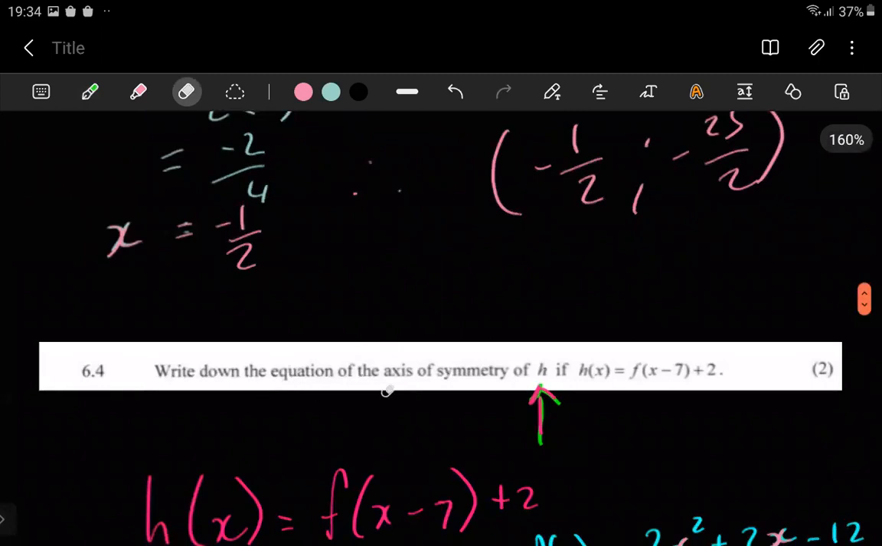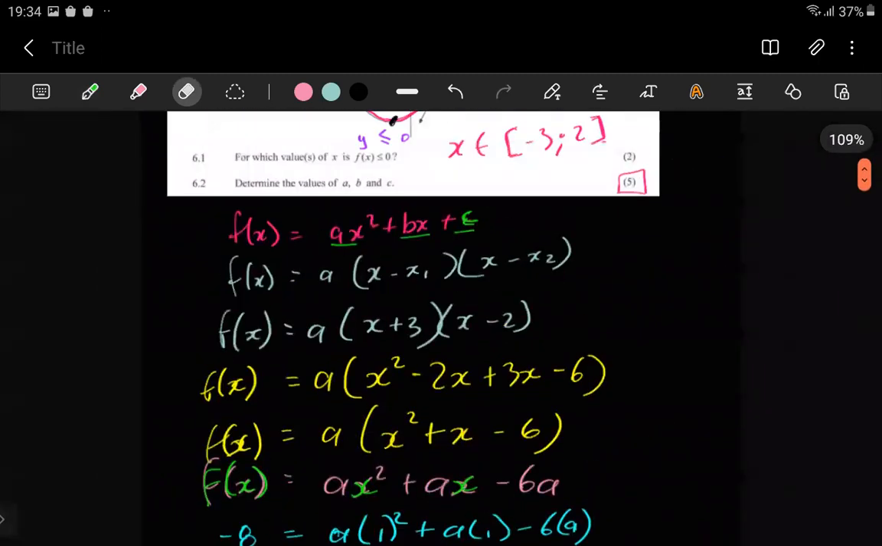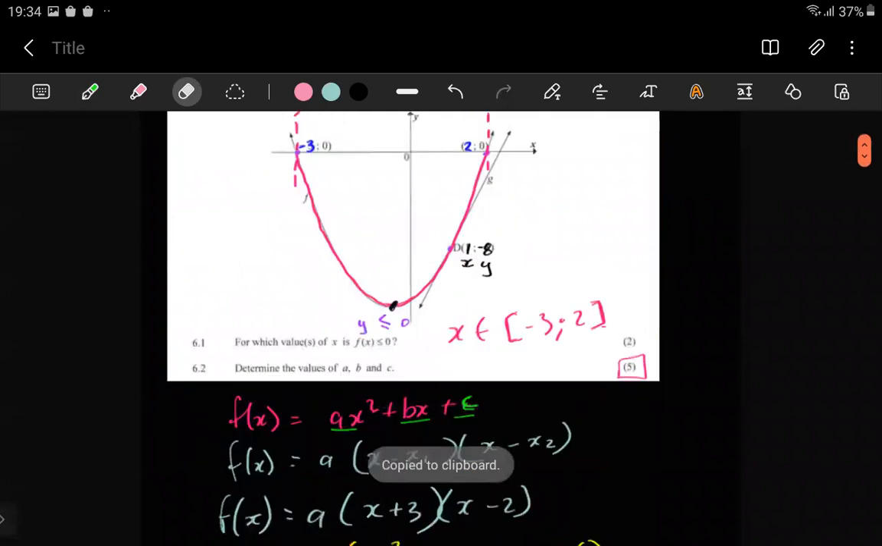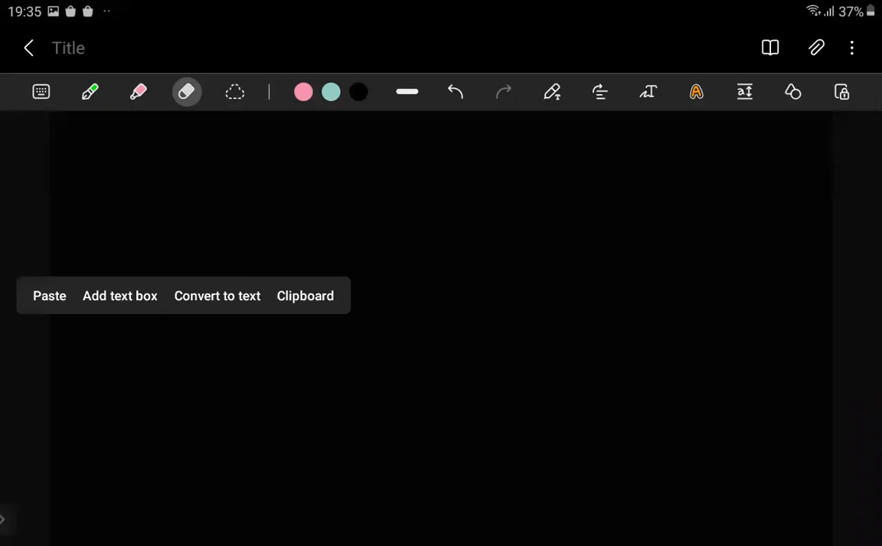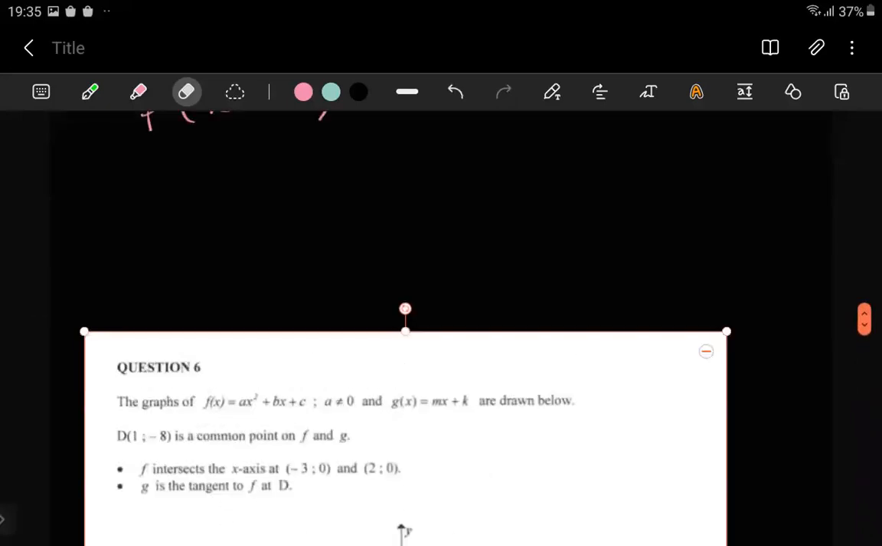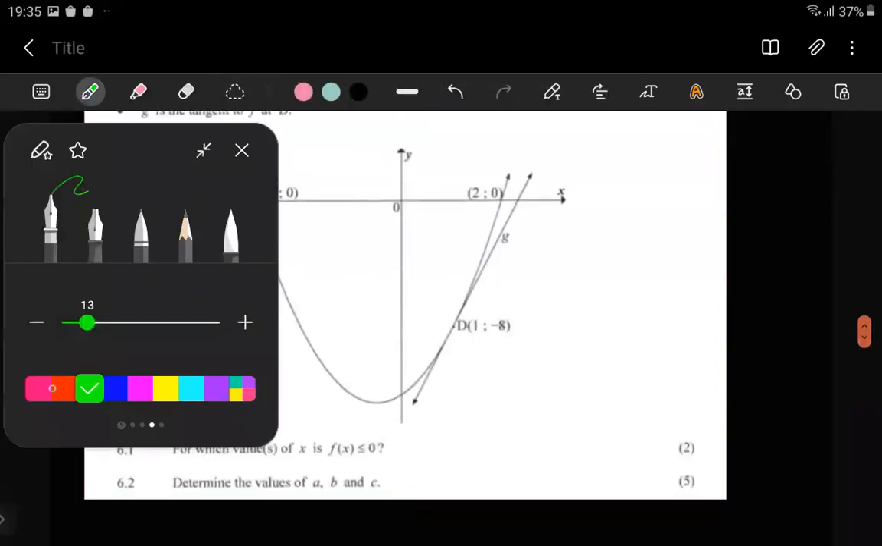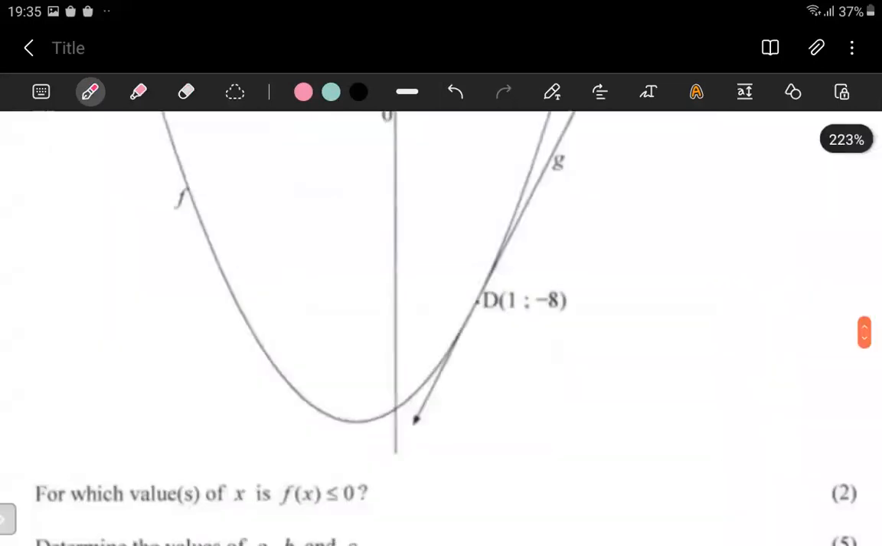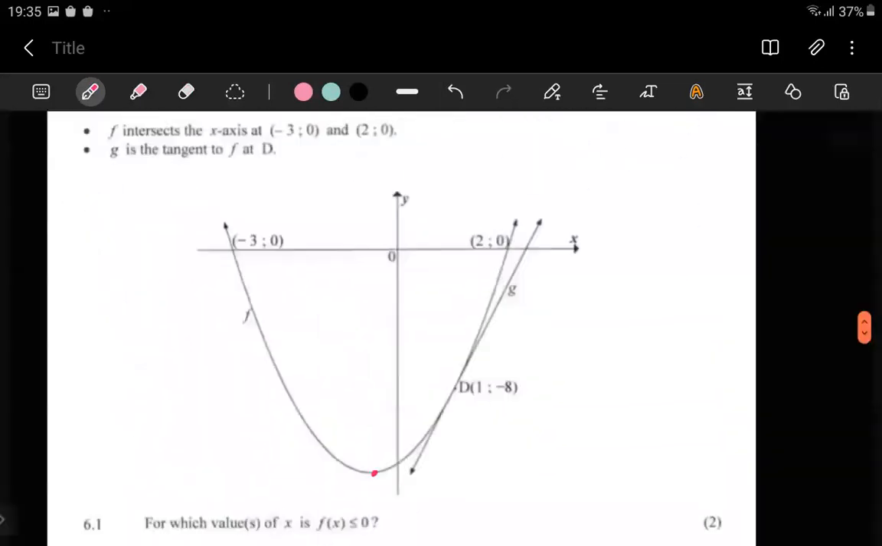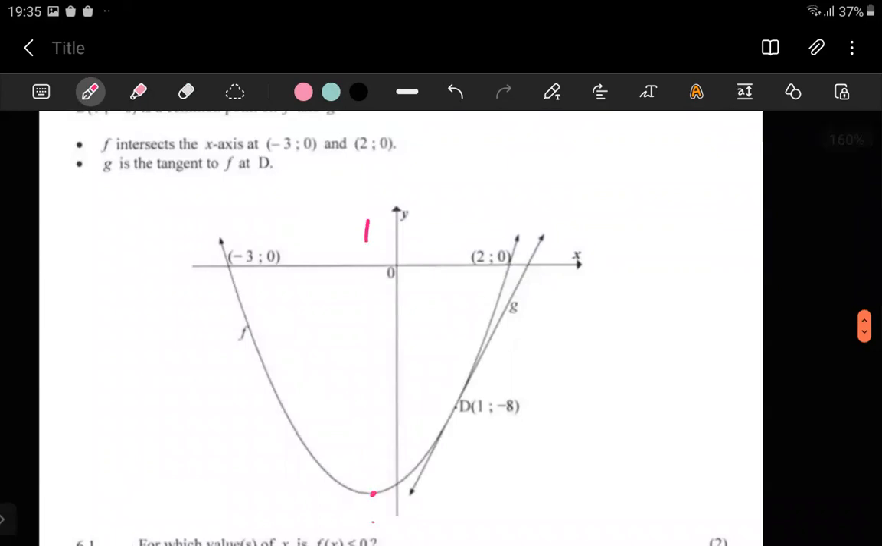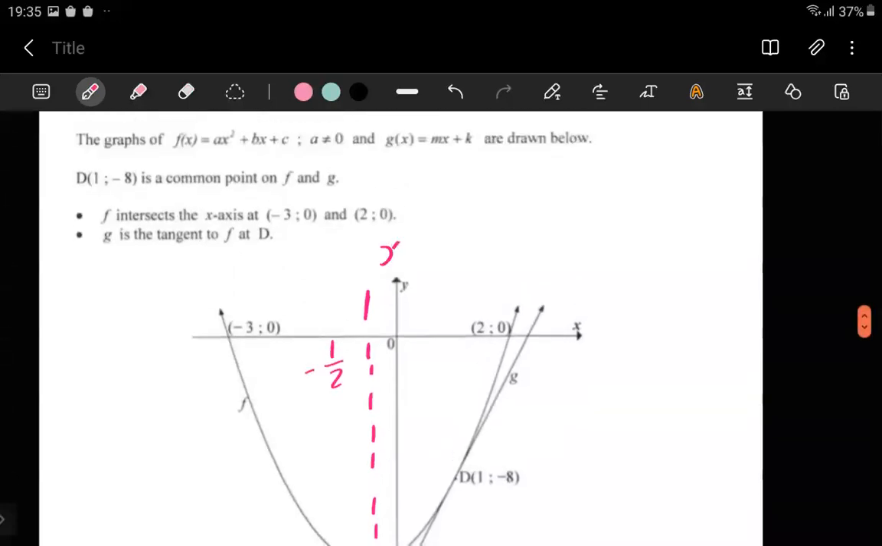Because if they're asking for the equation of the axis of symmetry of H, firstly, what you want to consider is the axis of symmetry of the original graph first. Like the graph of f, right? Its axis of symmetry is all based on the x value of the turning point. We worked it out to be negative a half, so somewhere at negative a half, here you have your original axis of symmetry. The equation of this axis of symmetry is just x is equal to negative a half.